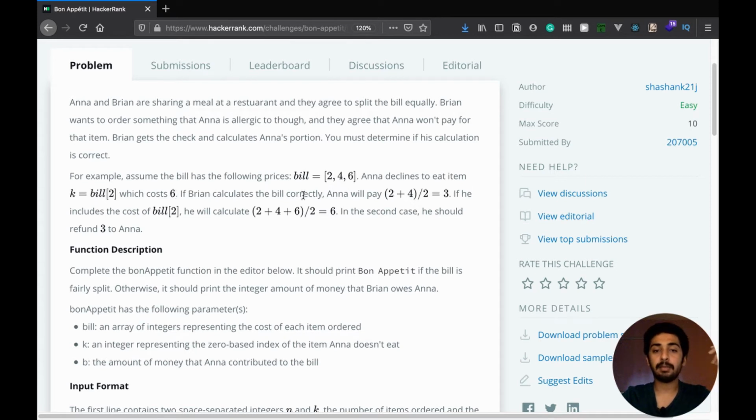If Brian calculates the bill correctly, Anna will pay (2 plus 4) divided by 2 because they're splitting the bill. So we only consider the items that Anna ate, sum them up and divide by 2. If the bill includes the cost of bill[2], he will calculate 6. In the second case, he should refund 3 to Anna.